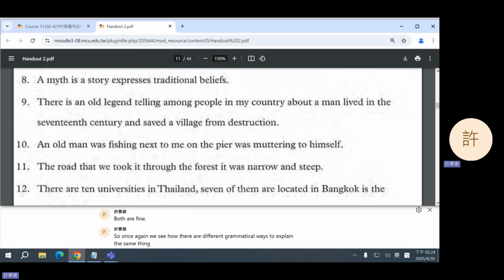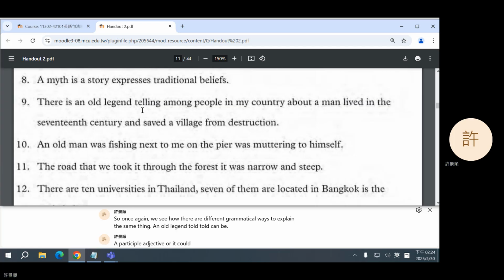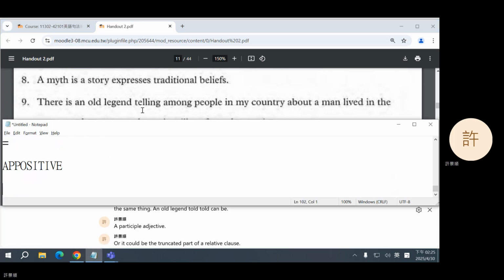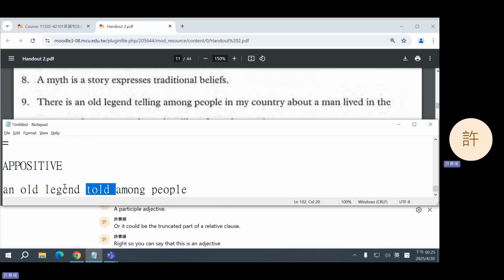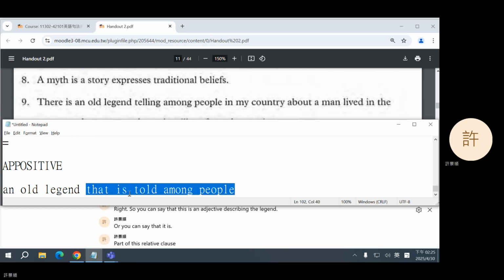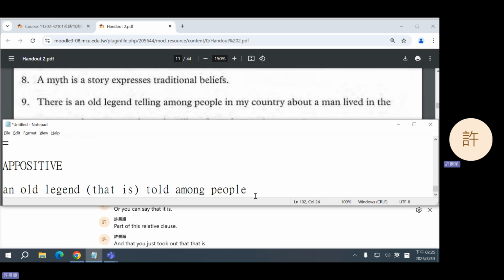An old legend told. Told can be a participle adjective, or it could be the truncated part of a relative clause. So you can say that this is an adjective describing the legend, or you can say that it is part of this relative clause, and that you just took out the that is. Either way you explain this, the sentence looks the same.